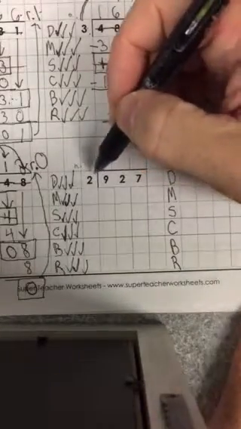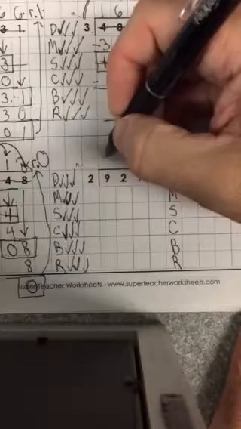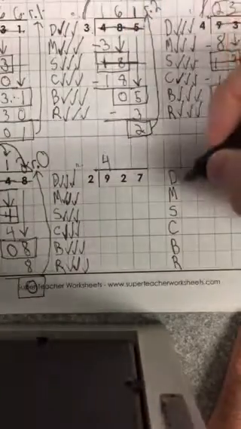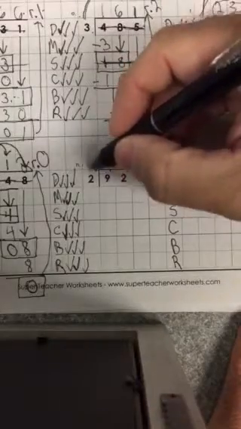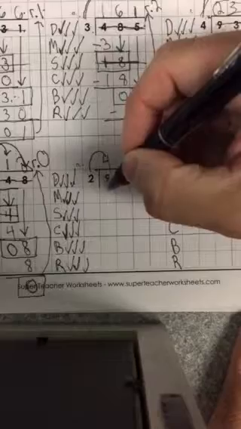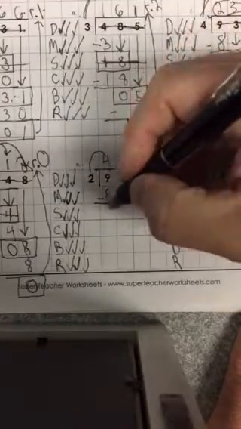2 goes into 2 times. What goes into 9 without going over? 2 times 4 is 8. I slide down the chute, Danny. 9 minus 8 is 0.